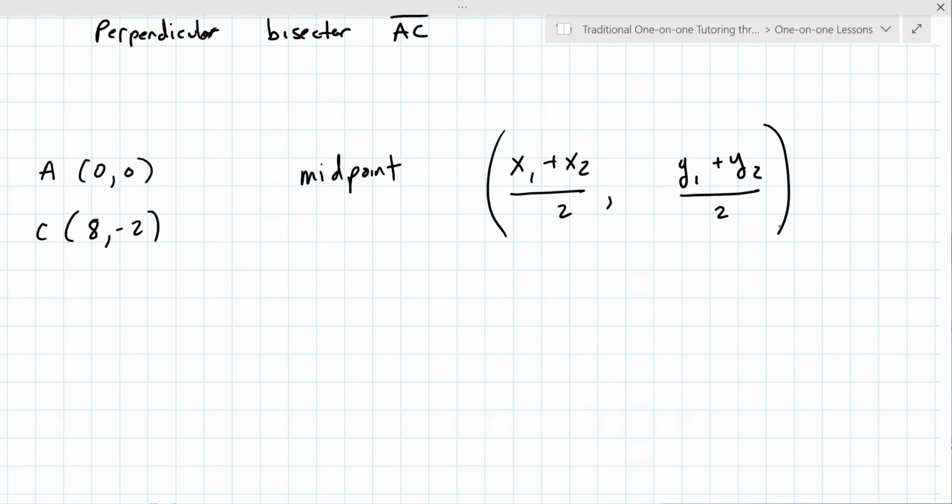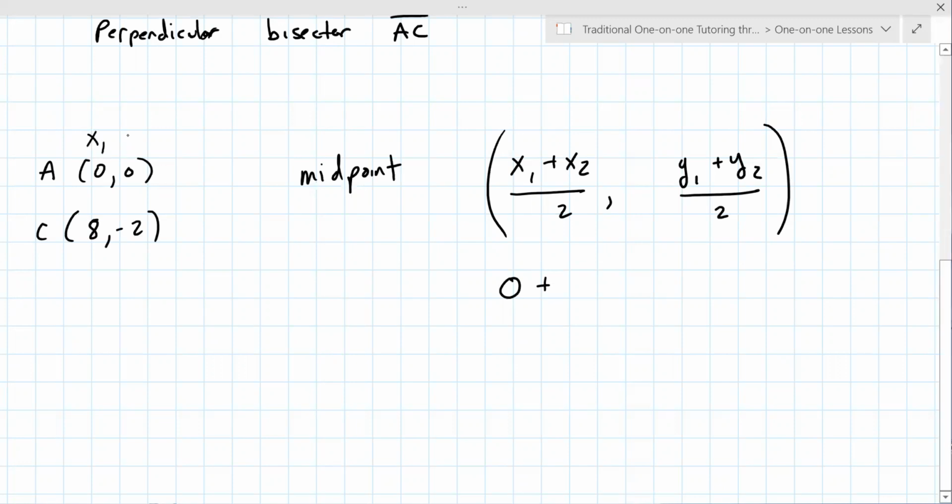Okay, so what is your x1 in your problem? It is 2. There's no 2 in any of these points. So which one are you going to call x1? 0 or 8? It may be 0. Okay, so what is x2 now? X2 is going to be 8.